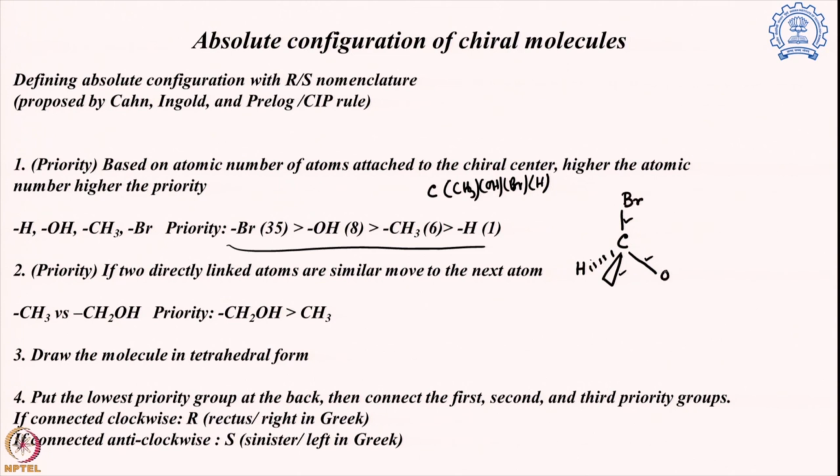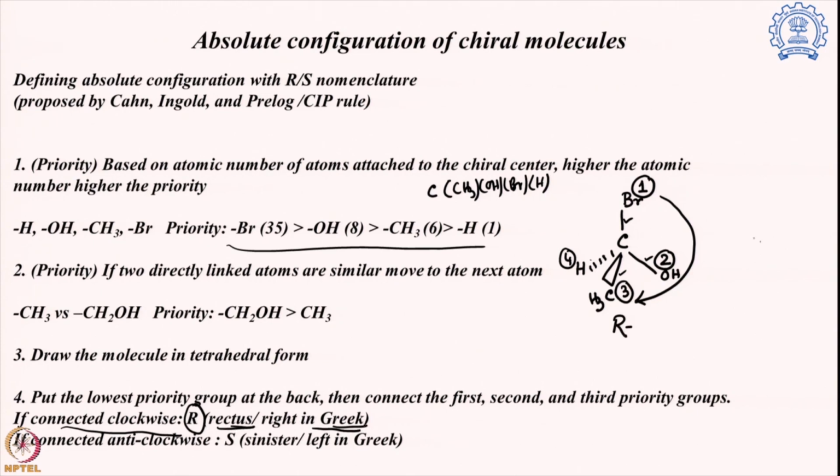So first the Br, then the OH, then the CH3. And then we number the priority. Bromine is priority number 1, as it has the higher atomic number, then the OH is next, and then the CH3. Hydrogen is 4, so it is on the back side. Now, how are these 1, 2, 3 connected to each other? If I want to connect them by a line, I have to rotate clockwise. If I rotate clockwise, the nomenclature is R. The R comes from rectus, which is nothing but right in Greek.